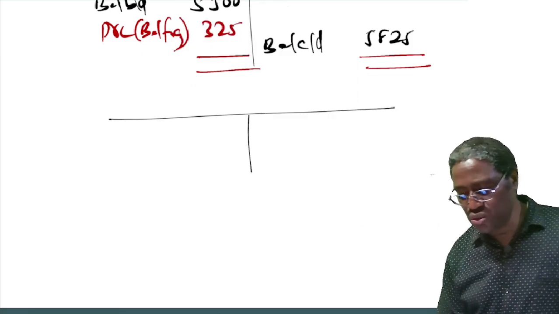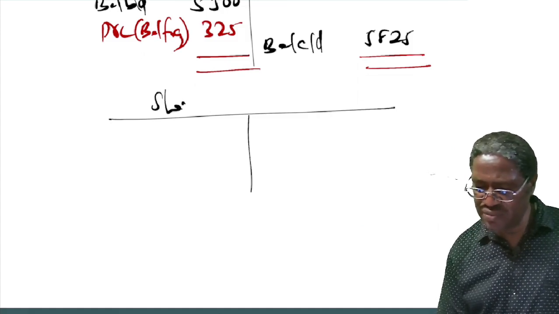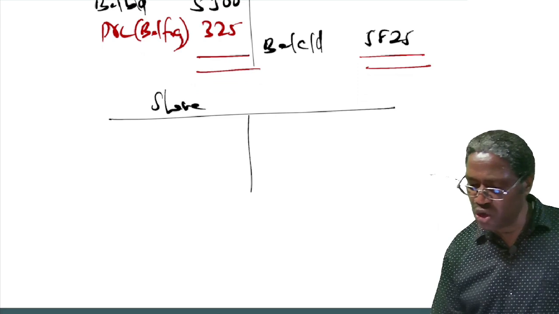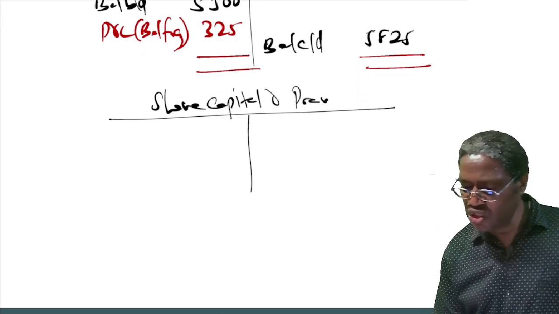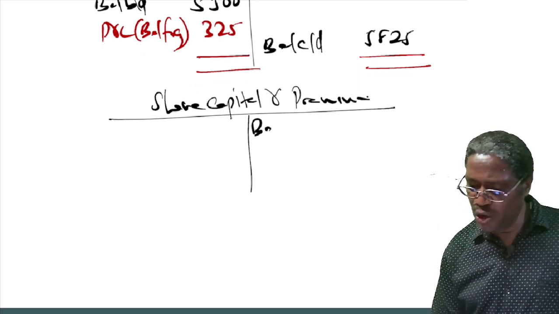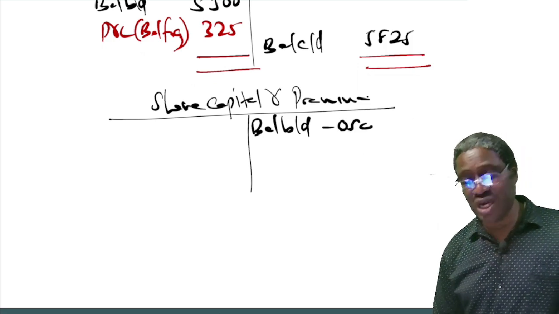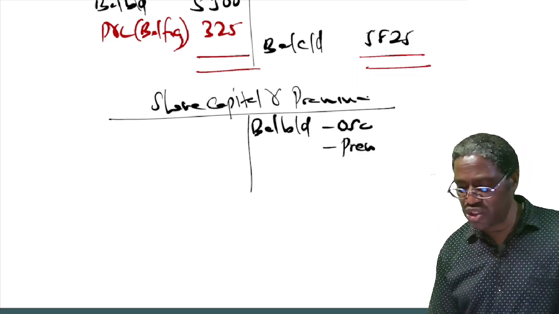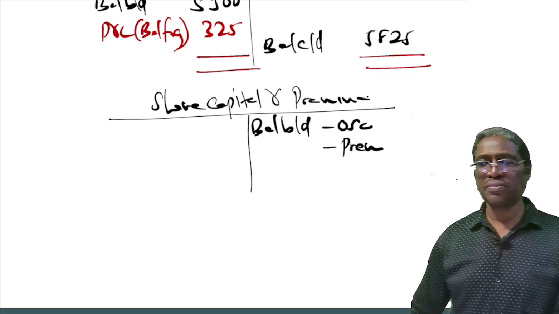We want to know: could this company have issued some more shares during the year? That's what we want to know. We open the account called share capital and premium. What we do, we bring down the opening balances, balance brought down: one for the ordinary share capital and the other one for the share premium.